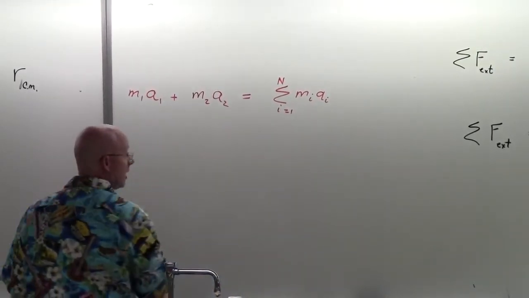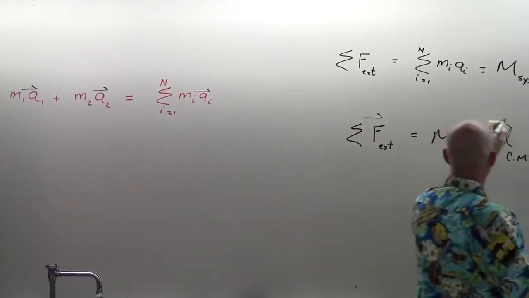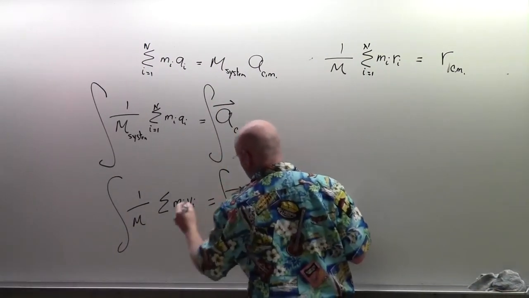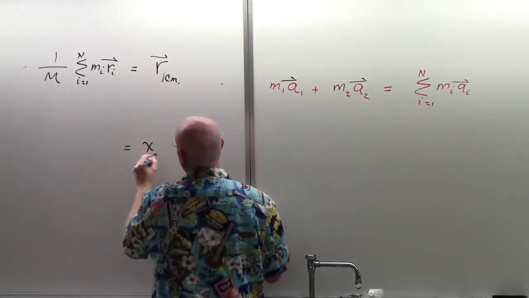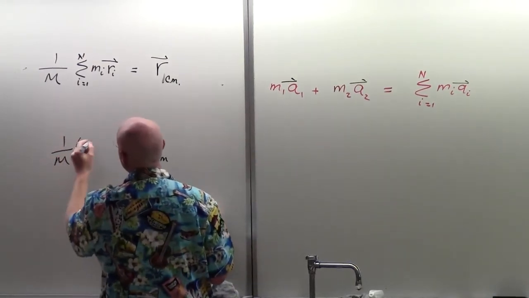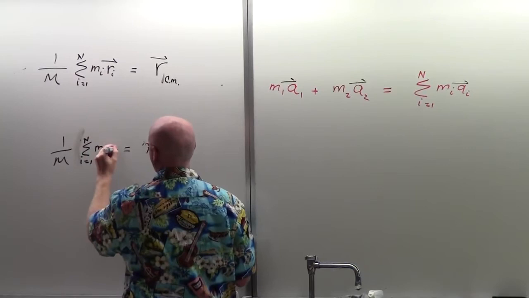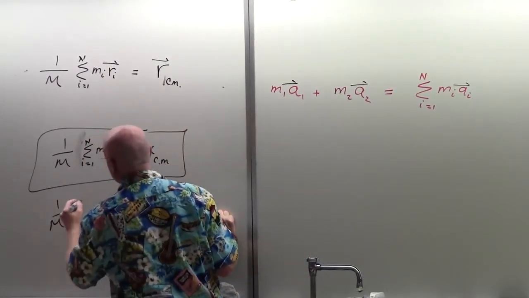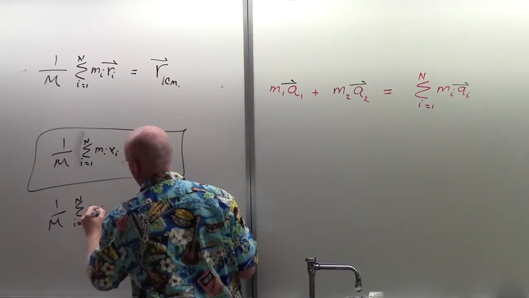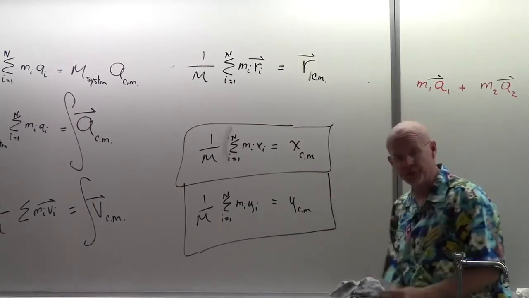Now, I probably cheated us a little bit, because aren't these all vectors? Vector, vector, vector, vector. But the grand finale is that these are actually vectors. And so there's really two equations here. Where is the center of mass in the x position? And where is the center of mass in the y position? And if you can remember this, this is how you're going to find the center of mass.